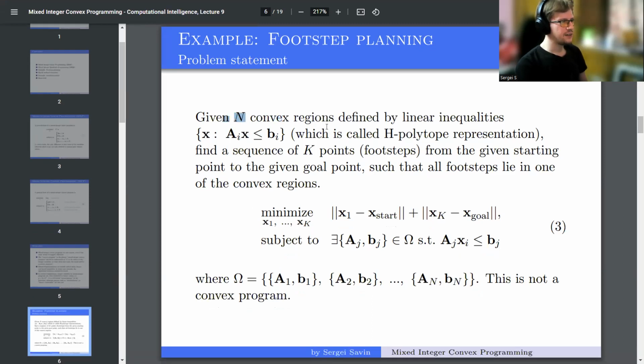So given n convex regions represented by linear inequalities, so H representation, okay, find a sequence of k points, footsteps, from a given starting point to a given goal point, such that all footsteps lie in one of the convex regions. You can think about it as path planning, but just discrete, okay? Just discrete. If those regions intersect, you can have a continuous path.